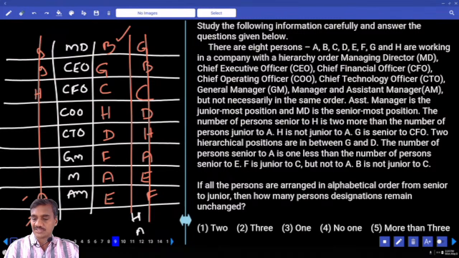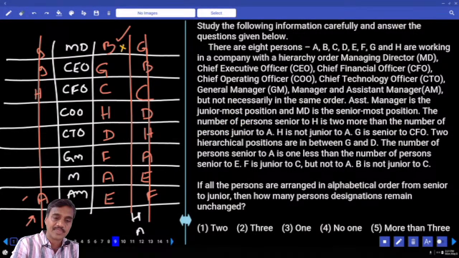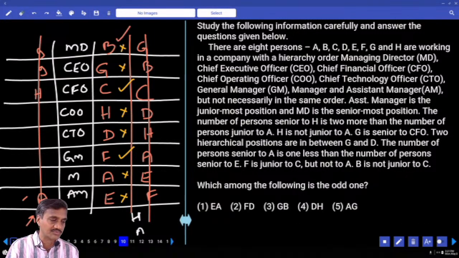Now if all the persons are arranged in alphabetical order from senior to junior, then how many persons' designations will remain unchanged? Senior to junior, all these must be arranged in alphabetical order: A, B, C, D, E, F, G and H. How many persons remain at the same place? 2 persons, C and F, that is choice 1, question number 9.